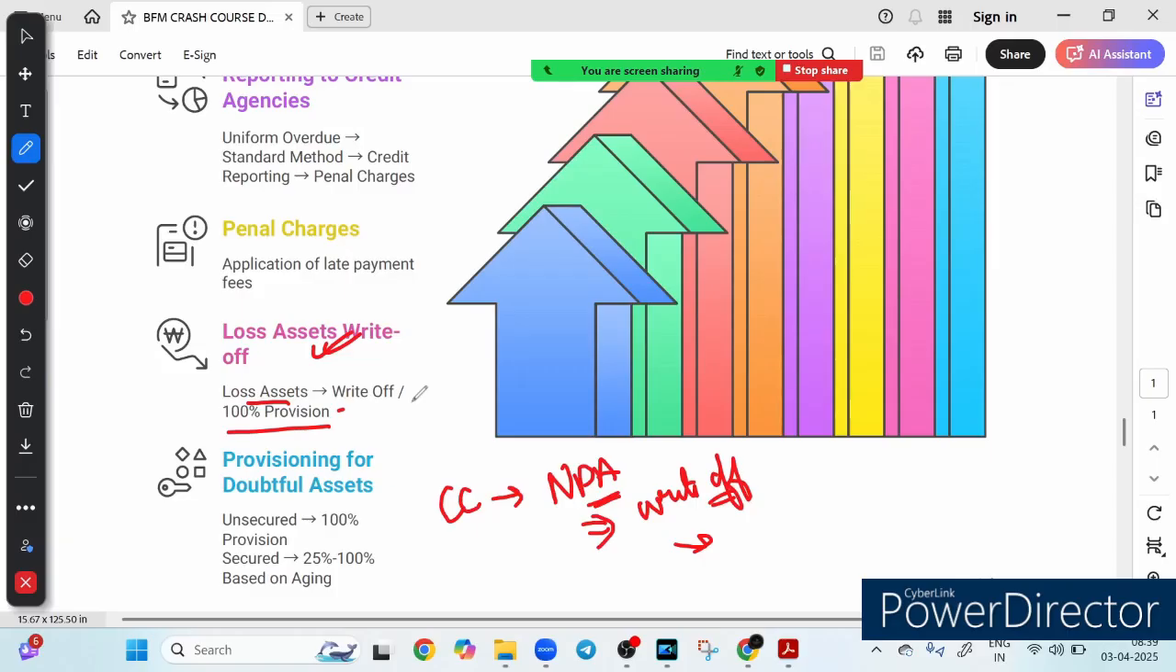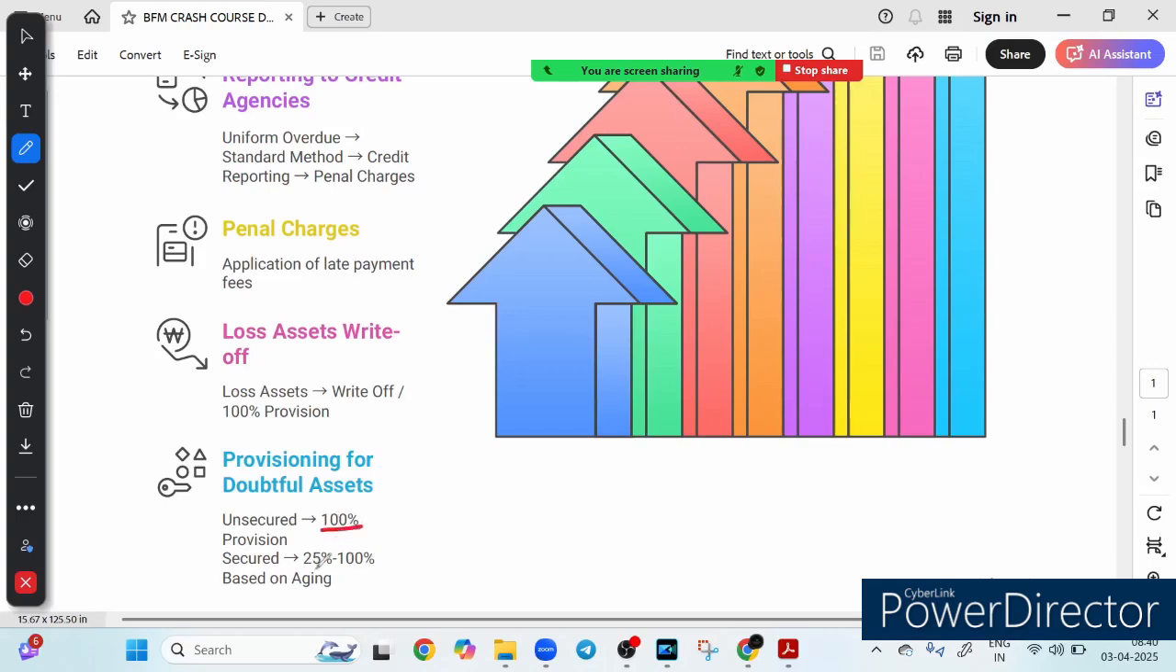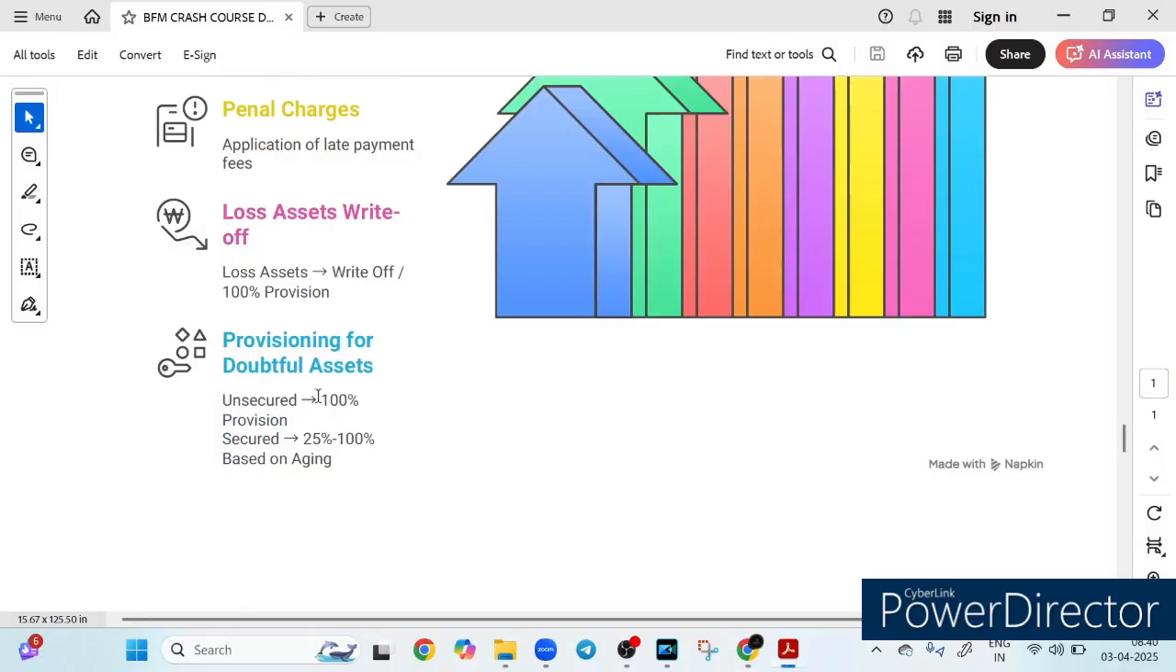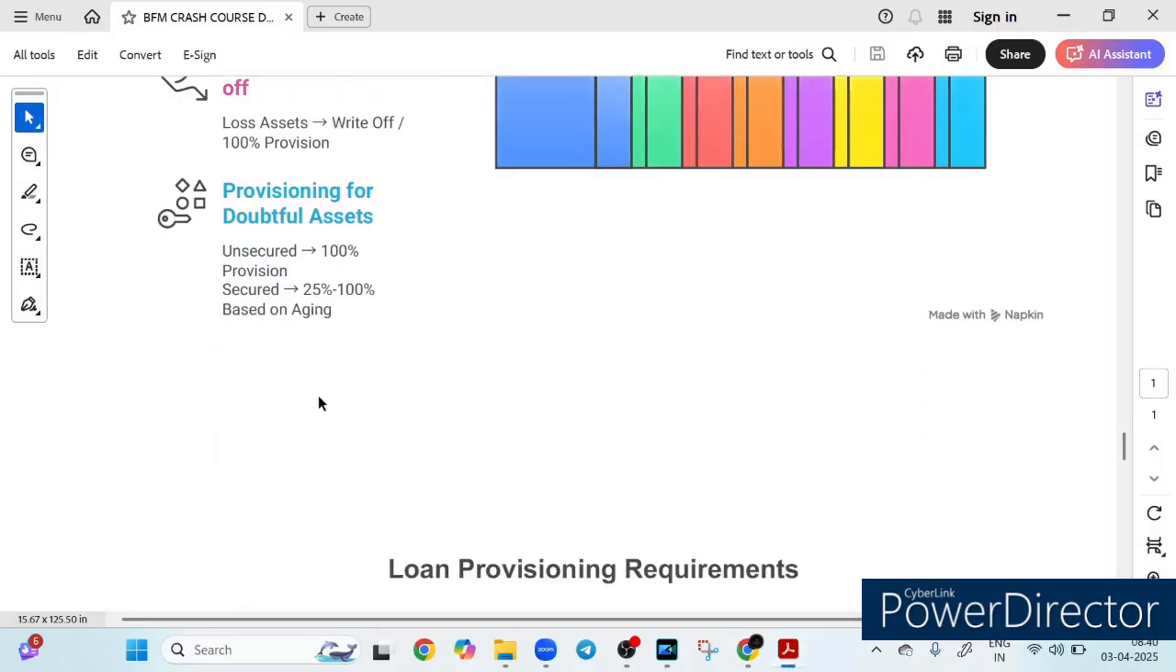Now let's look at the provisioning for doubtful assets. Very, very important thing. For doubtful assets that may eventually turn into loss, the bank keeps a provision, meaning they reserve funds to cover potential loss, and the provision for doubtful assets is determined based on how long the debt has been overdue and the likelihood of repayment. So for unsecured accounts, 100% provisioning. For secured, 25 to 100% depending on the types of doubtful, D1, D2, D3, as it is, right? So that is the point.